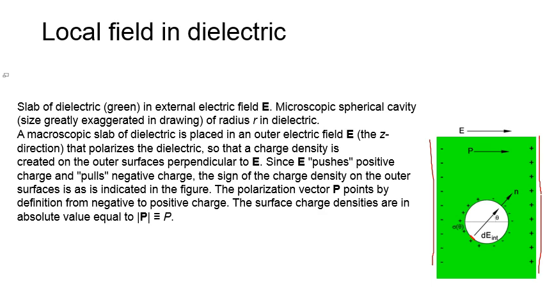This polarizes the dielectric, so the charge density is created on the outer surface. Since E pushes positive charge and pulls negative charge, the sign of charge density on the outer surface is indicated here. The polarization points in the opposite direction, from negative to positive charge, by definition.